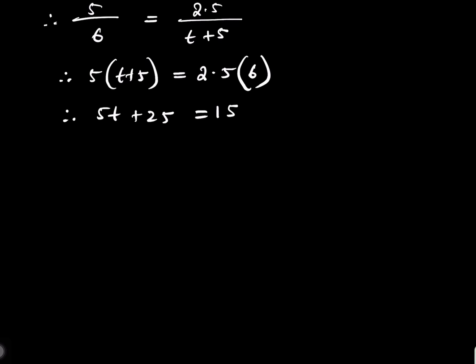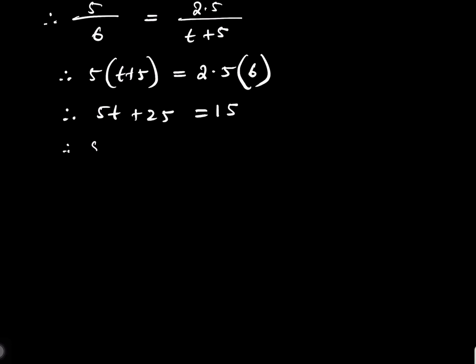It's 2.5, or 5 over 2 times 6, you get 15. Just right here, I was confirming it in my question, that is 15. Now we're going to have 5t is equal to 15 minus 25, it's more like minus 10. So therefore this leaves us with our t. So our t, we divide throughout by 5, and that is negative 2.